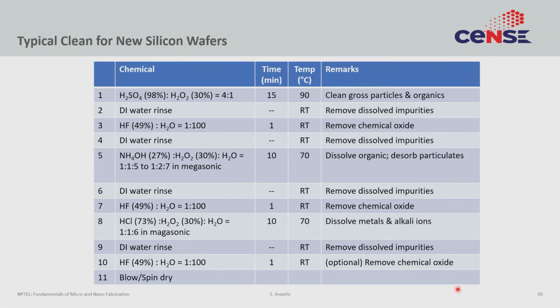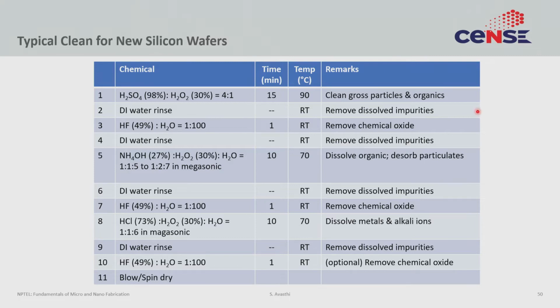So with that, let me summarize. Here is a typical clean for a new silicon wafer. You might start with an optional pre-clean where you do Piranha. This removes gross particles and organics. You may not need this for a virgin wafer, but if there is a wafer that has been lying around for a long time or you are reusing a wafer, you might want to do this step.